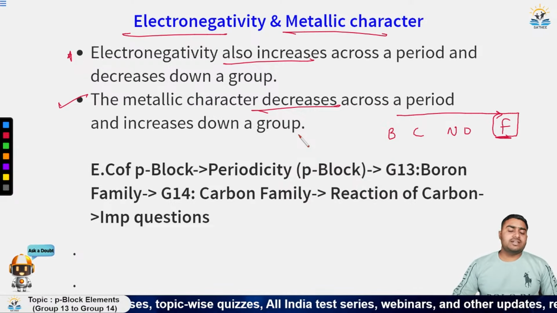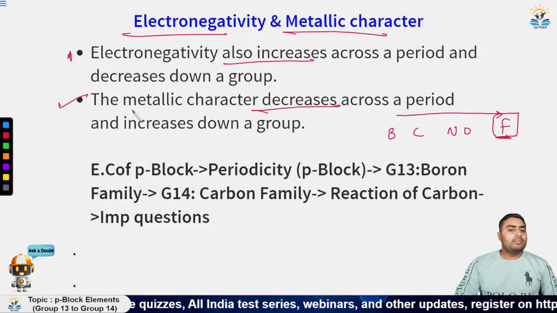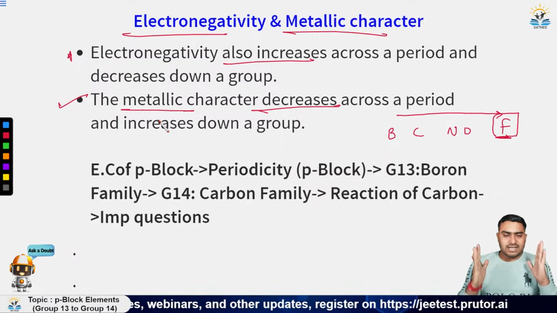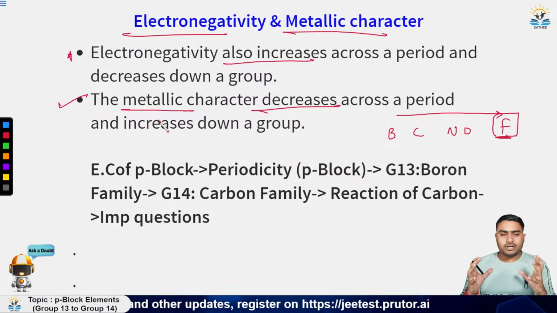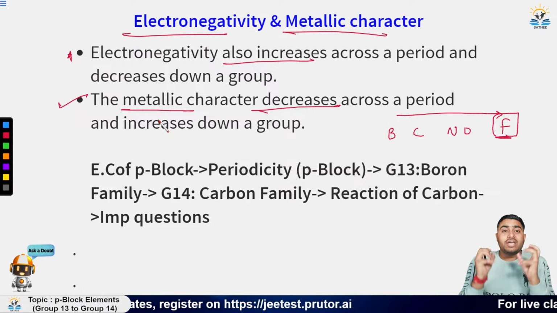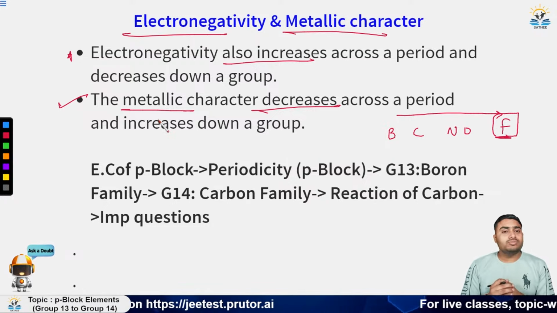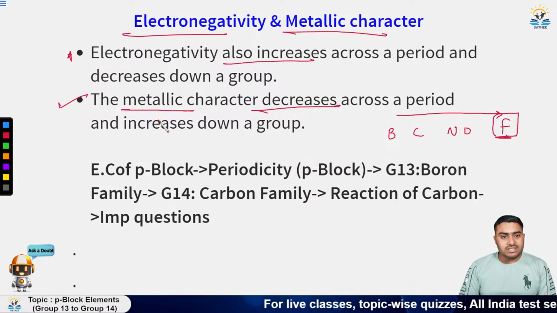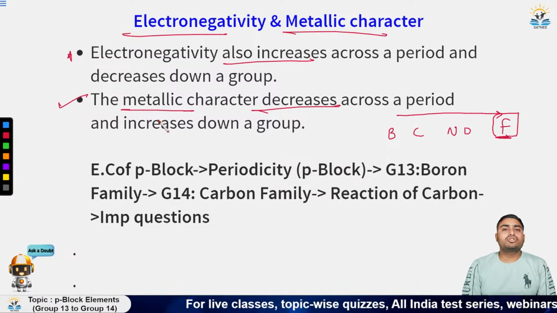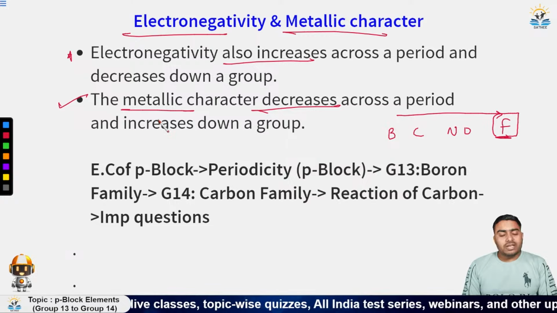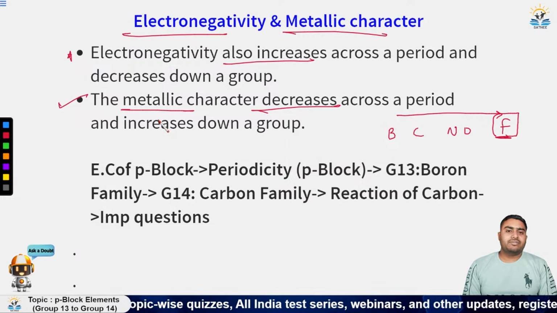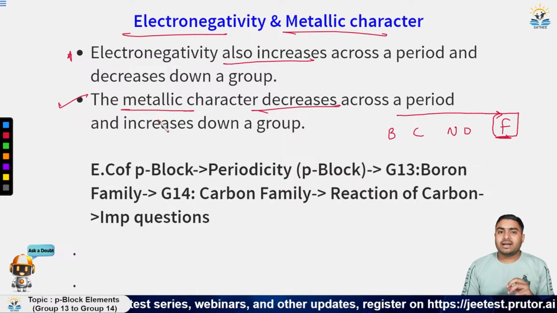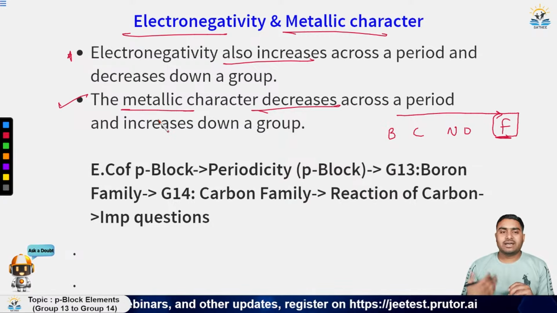Because down a group size increases. Let's go back to the metallic character point. Metallic character decreases. You know very well, if size decreases, the hold of the nucleus on the outermost shell electrons is more. If the hold is more, it is not easy to remove that particular electron, so that element will not lose electrons easily. And if the loss of electrons is not an easy task, definitely metallic character will decrease. So you can say with the size decrease, metallic character also decreases and non-metallic character increases.